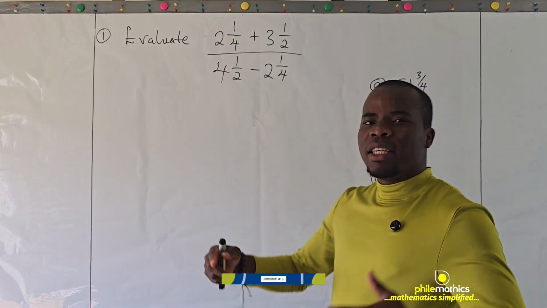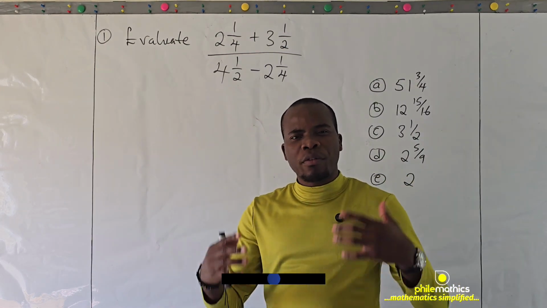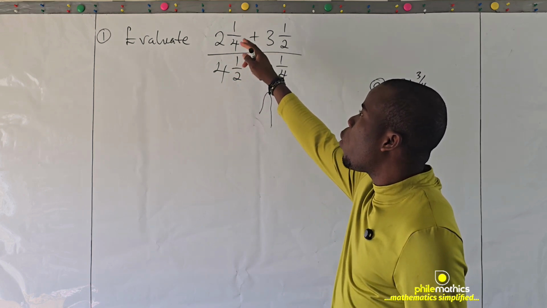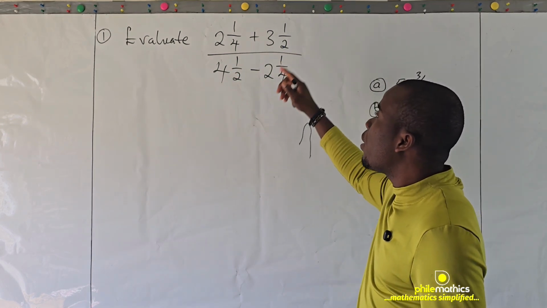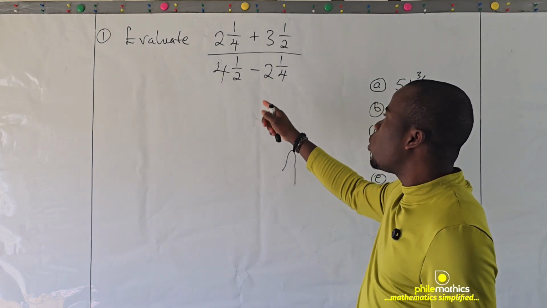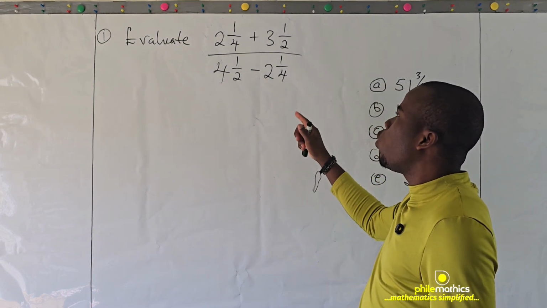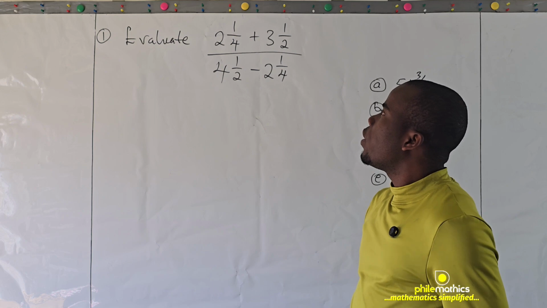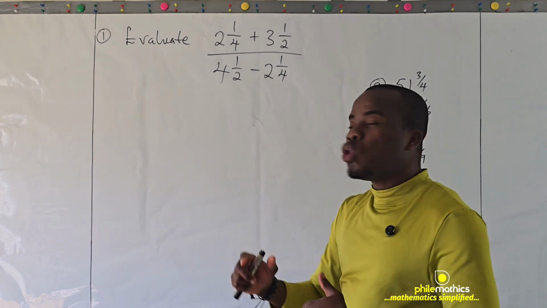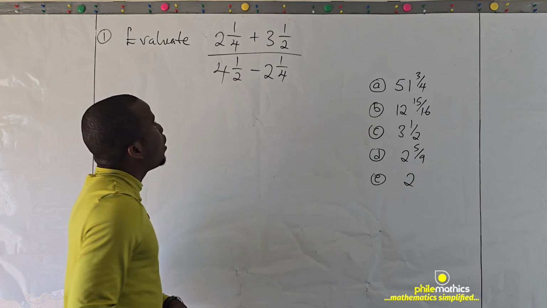The first question is a problem on fraction, and it says evaluate 2 whole number 1 over 4 plus 3 whole number 1 over 2, everything over 4 whole number 1 over 2 minus 2 whole number 1 over 4. There's a little trick we can play here to make our solution faster.